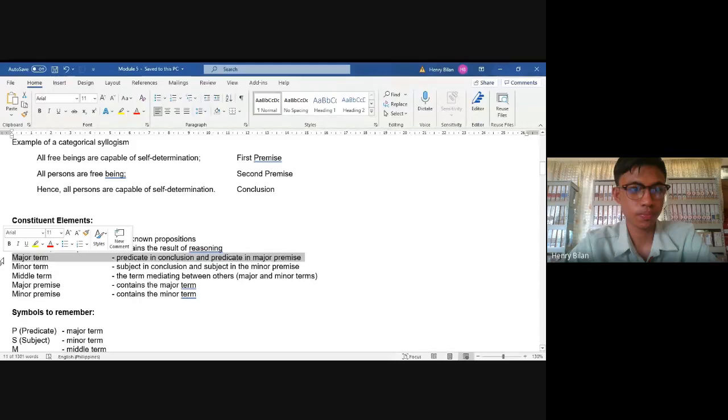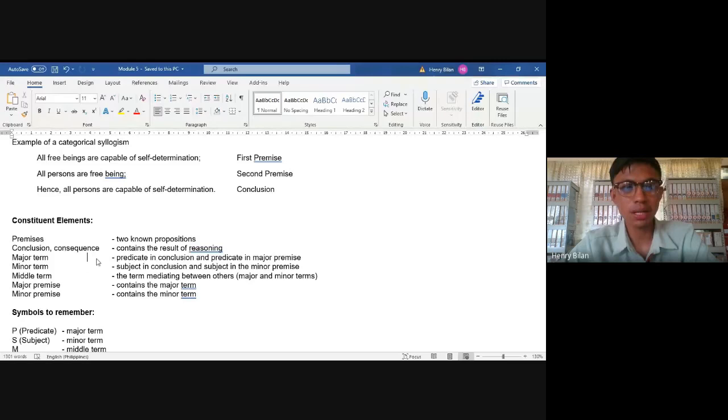Pag sinabing major term, nasaan ba siya? This is basic, okay? We cannot proceed to the next topics if we cannot identify correctly the different terms. So kailangan niyong intindihin, kailangan niyong malaman kung paano ba ma-identify kung nasaan yung major, nasaan yung minor at middle. Major term. It is found in the predicate of the conclusion. So remember that one. Kung ano yung predicate ng conclusion, yun ang major term. I repeat, the major term is the predicate of the conclusion. Always. Always.